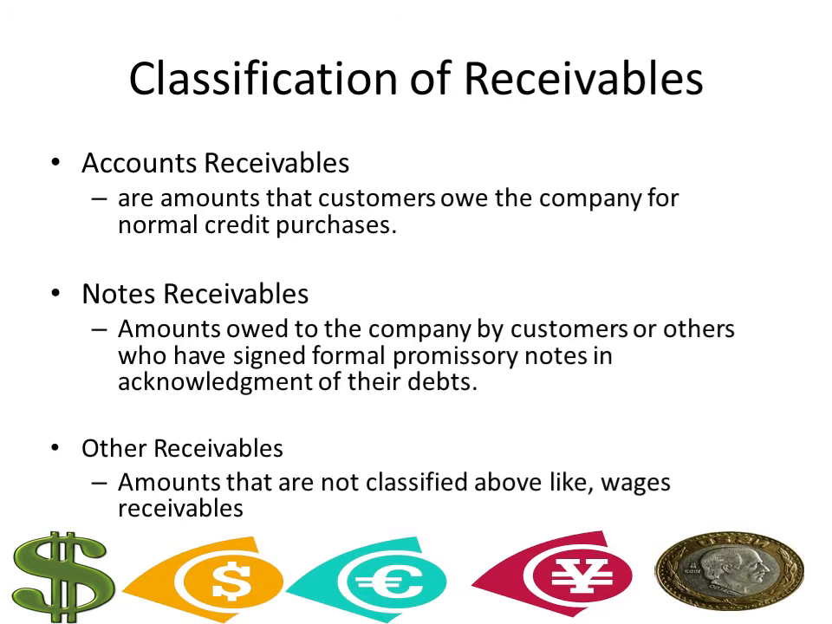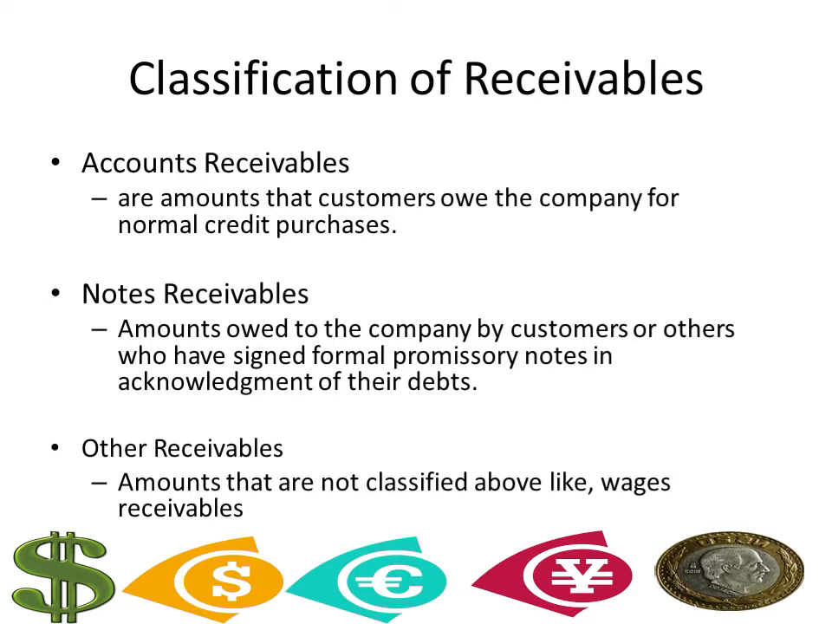Next, there are different classifications of receivable. Accounts receivable are amounts that the customer owes the company for normal credit purchases. So normally, accounts receivable pertain to a buyer and seller wherein the transactions were done without payment, or the payment is due on a later date. And normally, these are based on trust between the seller and the client.